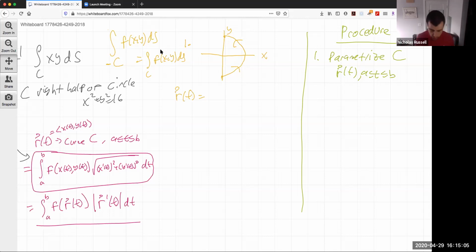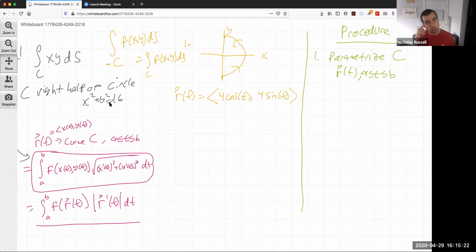If I use polar coordinates to parameterize this, I have a constant radius, right? And the only thing that's changing is my theta. So I can change my theta. So it'll be 4, my radius of the circle is 4, cosine of t, 4 sine of t.